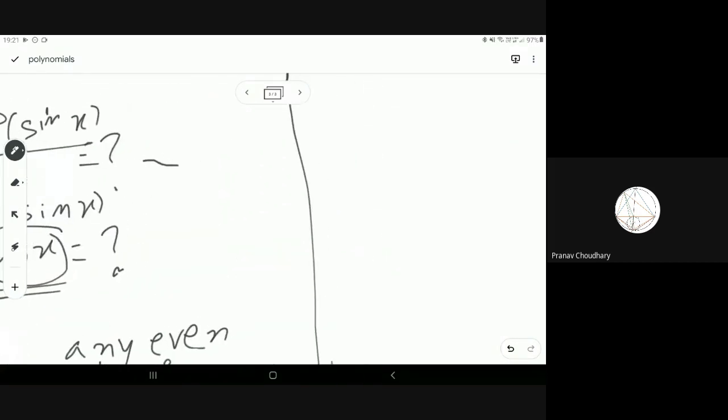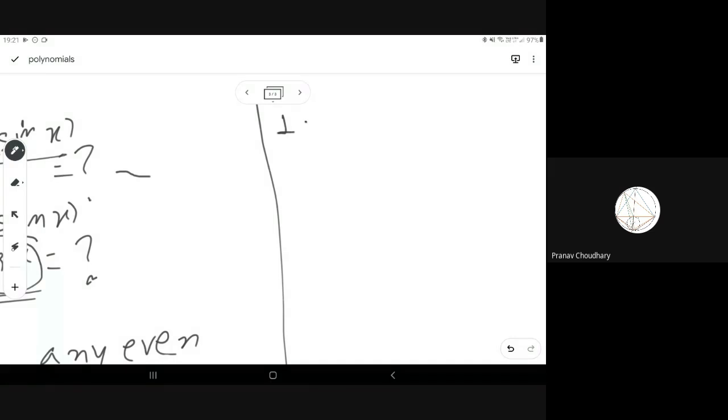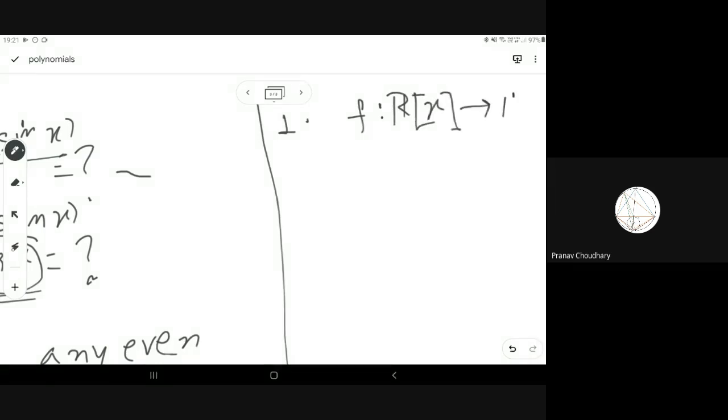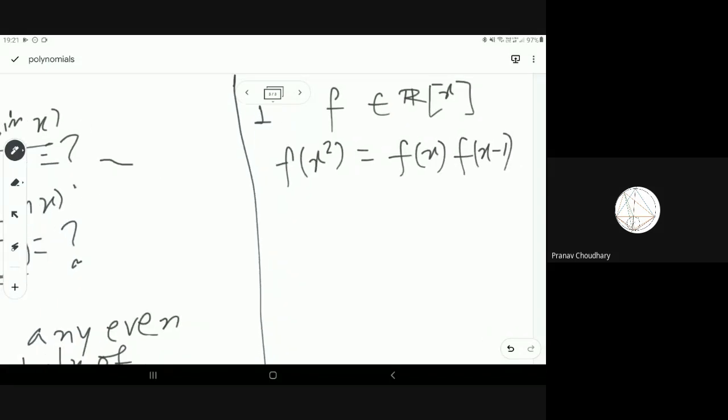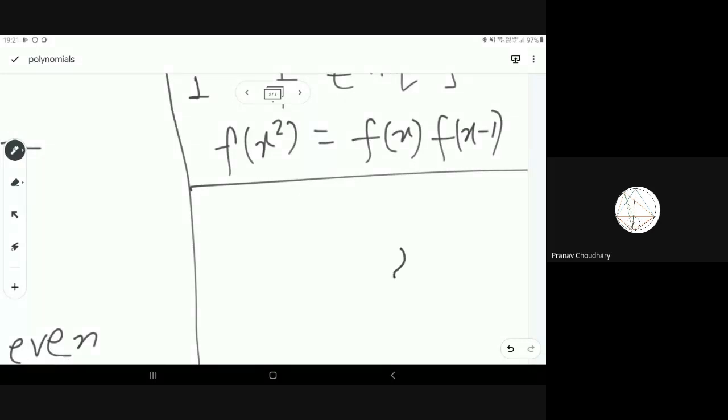Okay, so the first problem I want to do is the most classic. Find all polynomials going from R[x] to R[x], such that f of x squared equals f of x into f of x minus 1. This is a very classical problem. I just put this in the set so that no one would miss out if someone does not know about this. So how do we solve this problem?